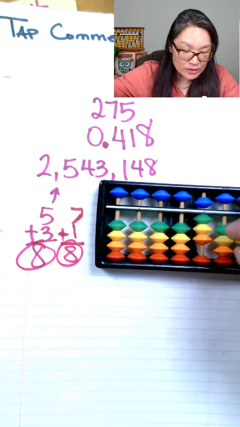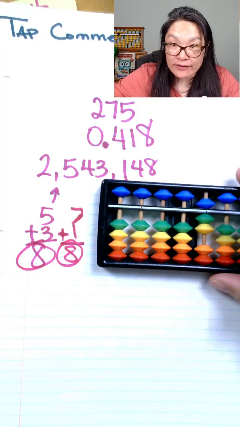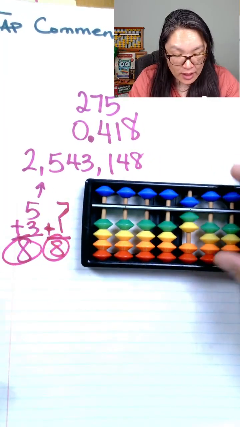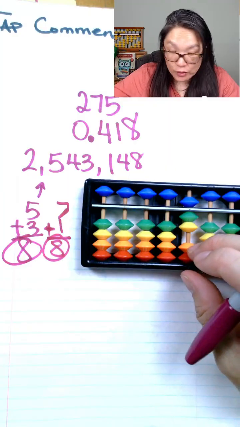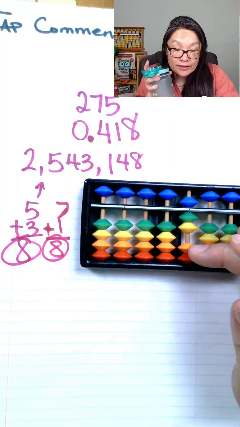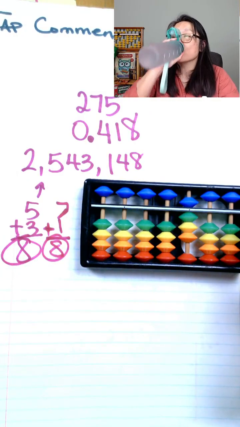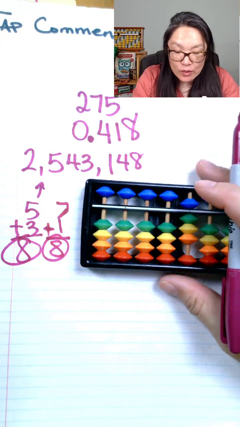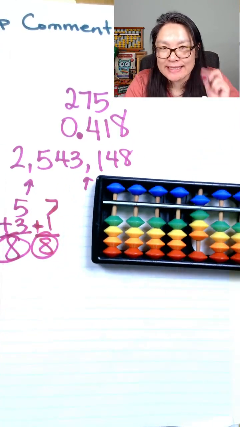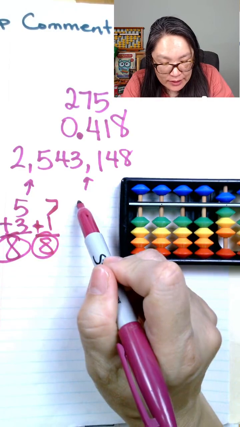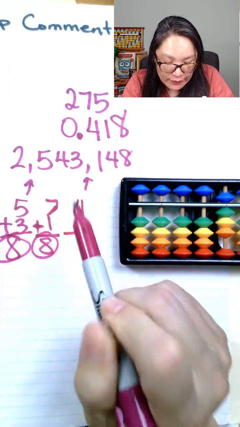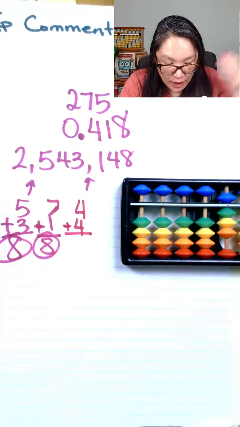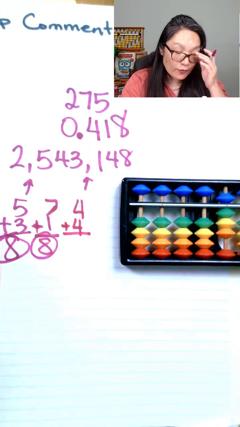Now on the abacus, we could do that too. We have 7, and then we have plus 1. My question is, do we have enough? Yes, we have enough to add the 1, so all we've got to do is add the 1. Now, the next question, if you haven't thought about it, was 4 plus 4.